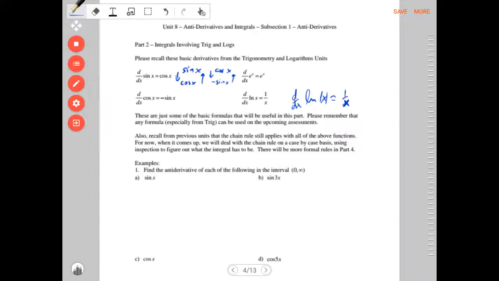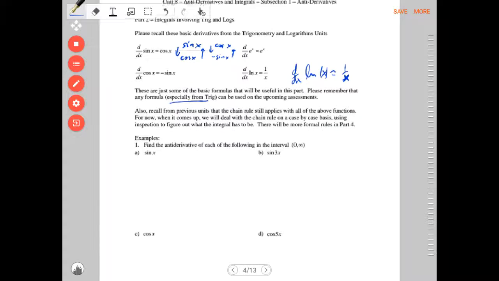Now, it's important to understand these are some of the basic formulas that will be useful. Please remember that any formula, and especially from trig, because there were a lot of formulas in trig, can be used on the upcoming assessments. And you have a formula sheet, so it's not really that big a deal. Also recall from previous units that the chain rule still applies with all of the above functions. For now, we're going to deal with the chain rule on a case-by-case basis, using inspection to figure out what the integral has to be. There will be more formal rules in Part 4.